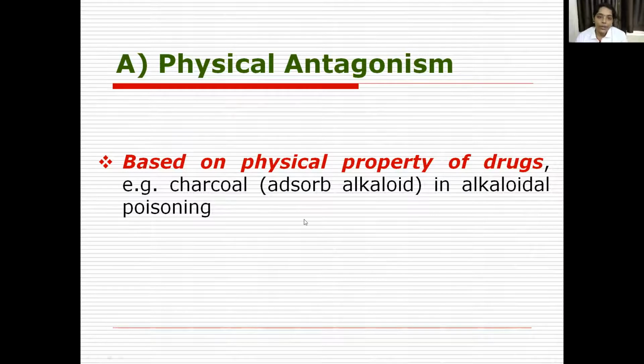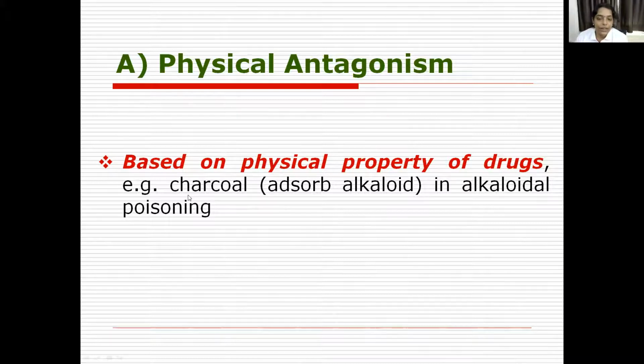Physical antagonism is based on the physical property of the drug. See, take the example of charcoal. Charcoal is used in different types of poisonings. So when you give charcoal, this absorbs the poison present in the GI tract. How does it do that? It is based on the physical property of charcoal. Charcoal is a porous structure. This is negatively charged.